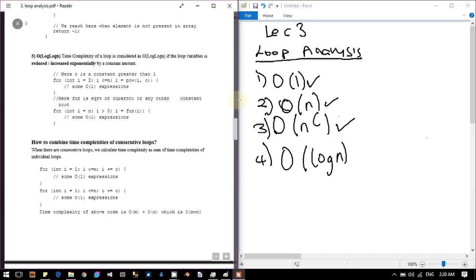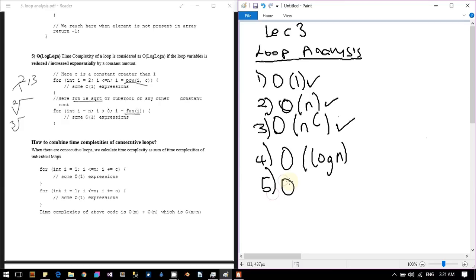So now, log n is also when the loop variable is reduced or increased exponentially, that is raised to a power or a root. So maybe square root or cube root is going to be log n, or raised to power 2 or raised to power 3 is log n. For instance, here it is going to be i raised to power c, so that is log n. Here also it is calling function i, and function i is square root, so it's going to be log n. That is our fifth condition, order log n.